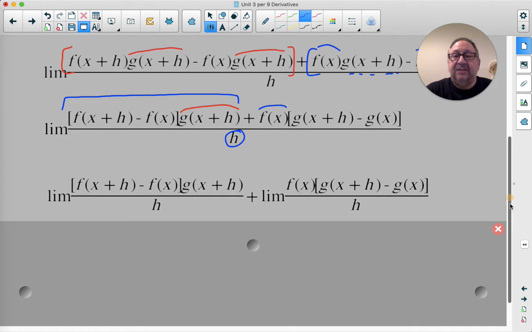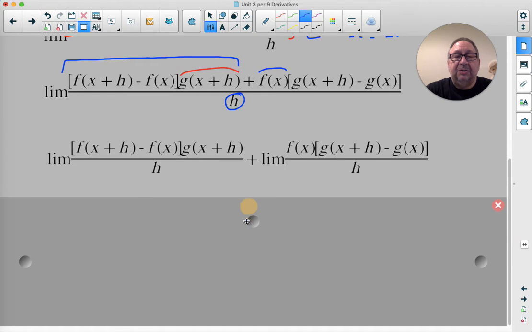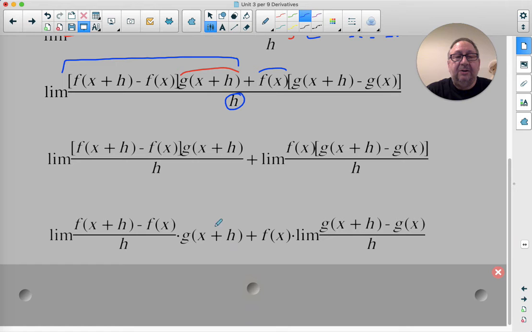In the very next step, with a little bit of maneuvering, this g of x plus h is just moved down to be separated from the fractional piece. So it's really over 1, but I'm just moving it down as a factor. Same thing with the f of x, it moves down as an outside factor. Again, all of these are limits as h approaches 0.